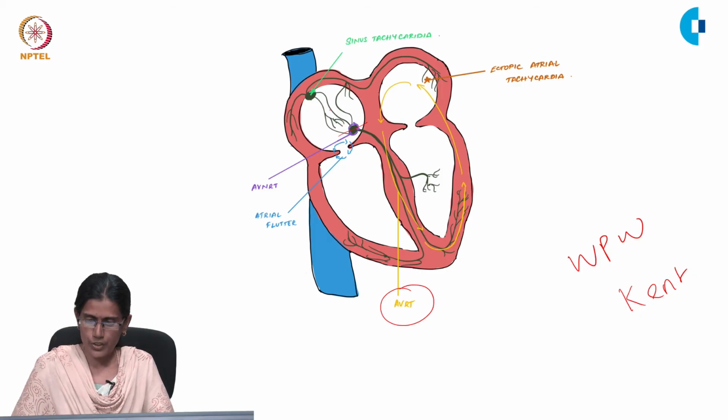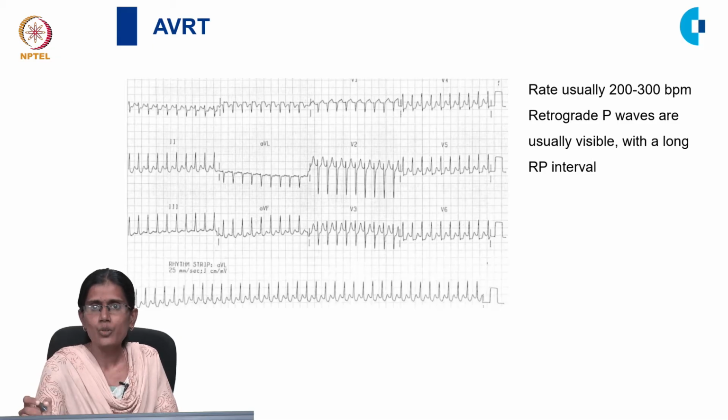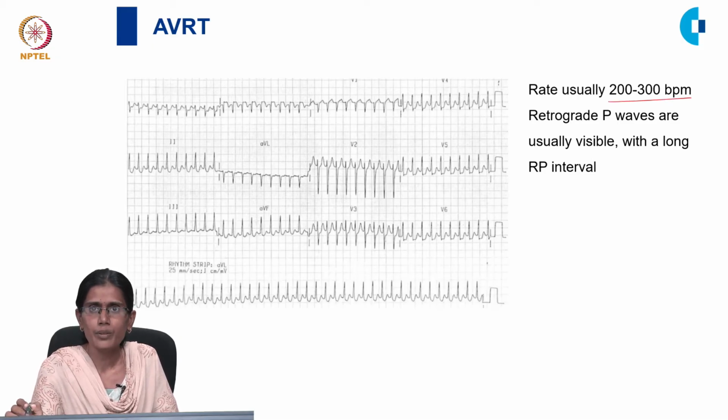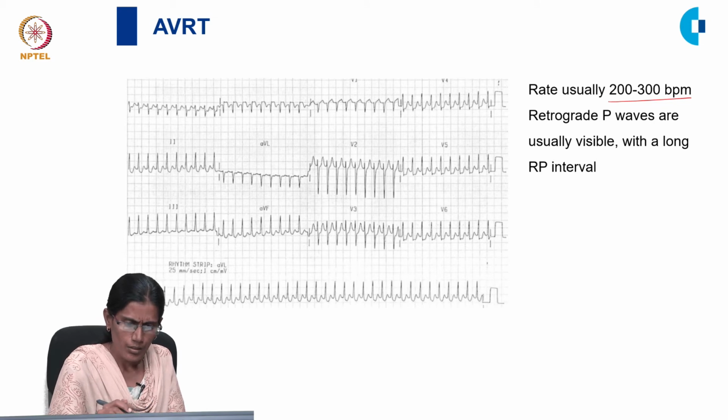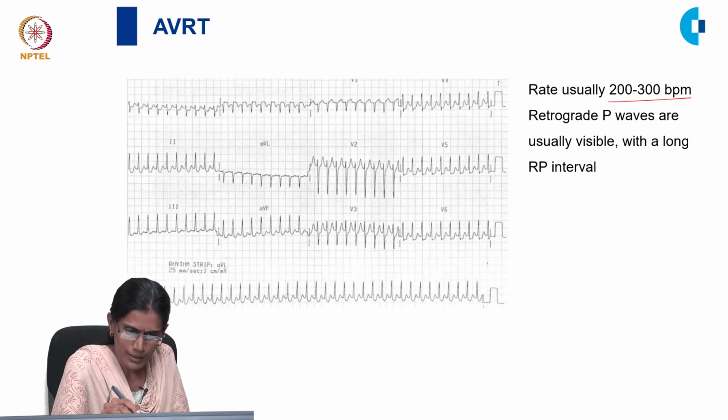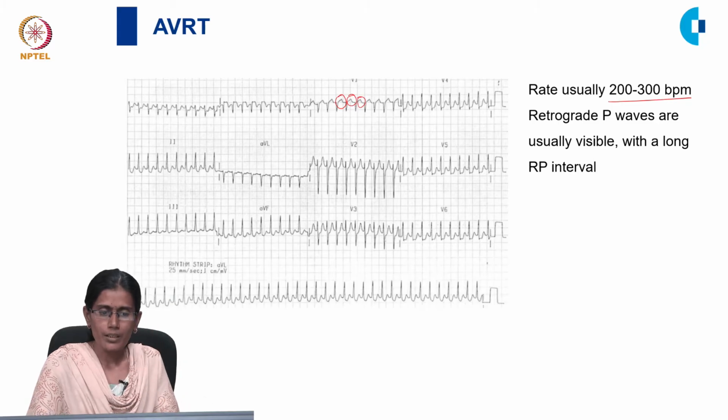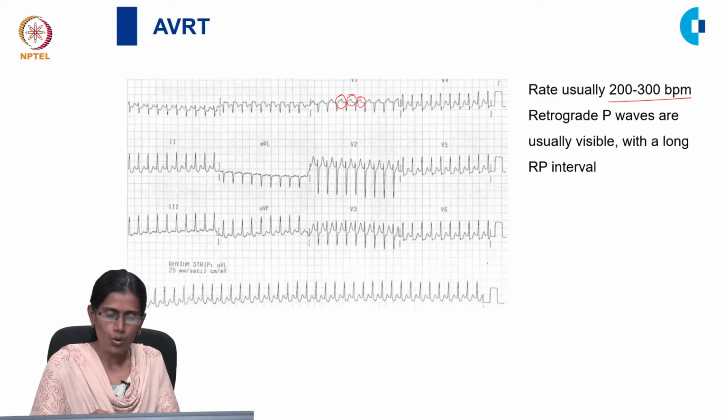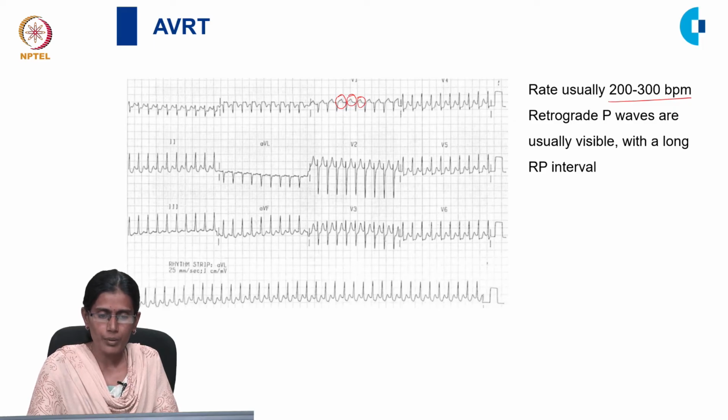So what are the ECG manifestations? The rate is usually around 200 to 300 beats per minute. In this example, there is tachycardia. You look at V1. There is some abnormality in the top of the T waves. So this is caused by retrograde P waves falling on the T waves. So whenever you come across tachycardia, and if you are not able to find a P wave, you carefully look at the QRS complexes, ST segment and T wave for any deformity. The deformity may be produced by superimposition of the P waves.